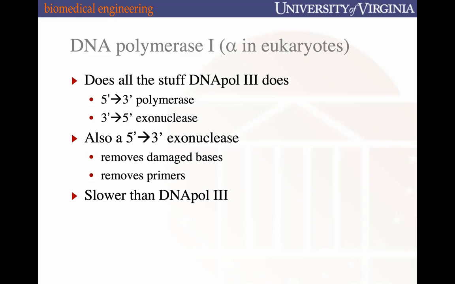So you can imagine that it's both a plow or a bulldozer getting rid of the RNA primers while laying down the new DNA that complements the area where the RNA primer was. And even though it has more functions than DNA polymerase 3, it acts slower than DNA polymerase 3, and so it's less efficient. There's a reason why DNA polymerase 1 doesn't do everything.